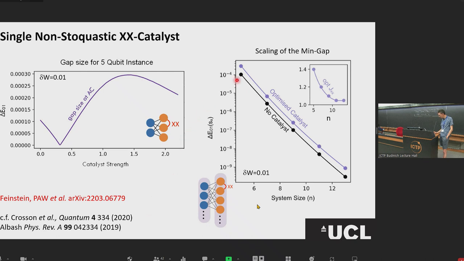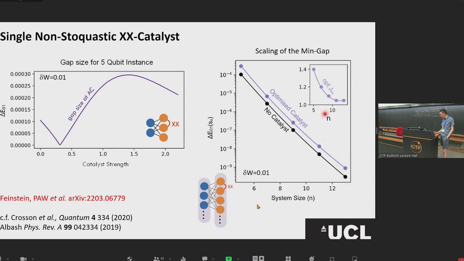Now we say, well, maybe we can make the best of this by sitting at this point here, which is the optimum catalyst strength. Here we're plotting the magnitude of the gap between the ground and first excited states in the two cases: no catalyst in black, and the optimized catalyst strength, in other words finding this maximum, as a function of the system size. You do see some small increase in the gap, but again, the scaling looks pretty bad.